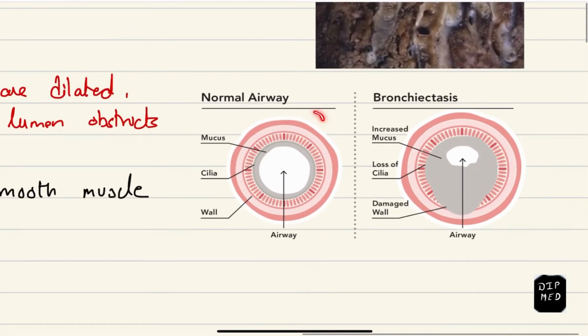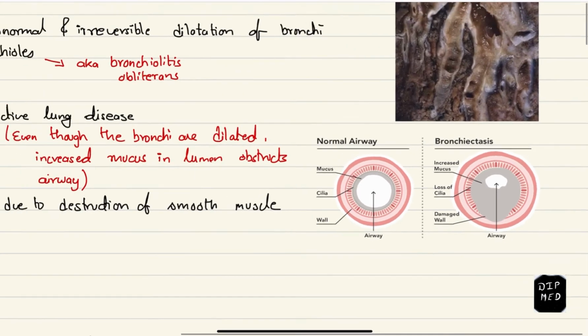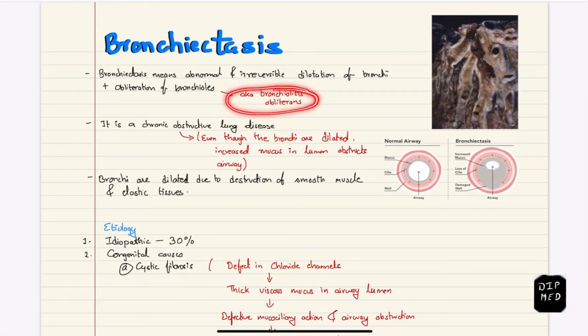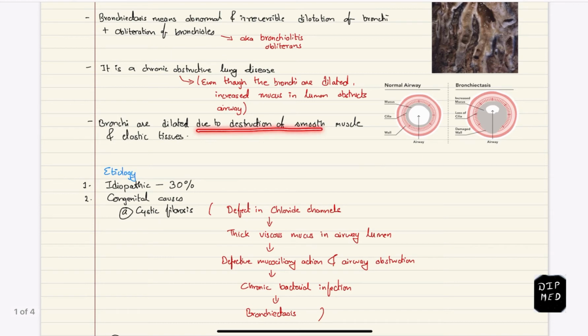If you look at this picture, here is the normal airway. This is the lumen, bronchial wall lined by cells with cilia that expel excess mucus from the lumen. In bronchiectasis, the bronchial wall is damaged. Cilia cannot function, hence the mucus is retained within the lumen, and that's how it obstructs the lumen. Also, even though the larger bronchi are dilated, smaller bronchioles are obliterated due to fibrosis, and they aid in the obstruction. Why are the bronchi dilated? It's due to destruction of smooth muscles and elastic tissues.